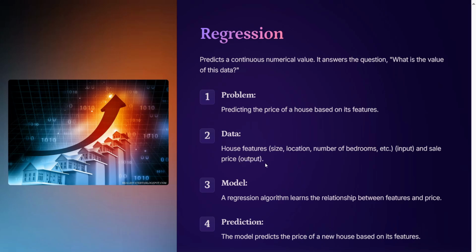We use a regression algorithm to learn from this data. The algorithm studies the relationship between the house features and the sale prices. It learns how different features impact the price. Now, once the model is trained, it can predict the price of new houses. When we have a new house with its features listed, the model analyzes these features and predicts the sale price. It's like having an expert real estate agent who can estimate how much a house will sell for based on its characteristics.